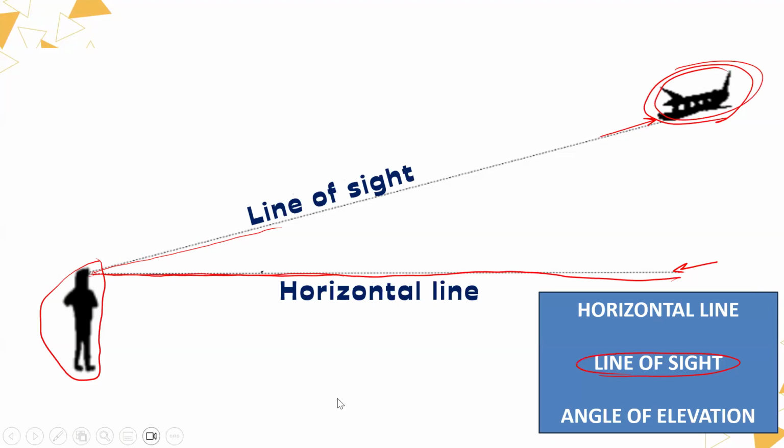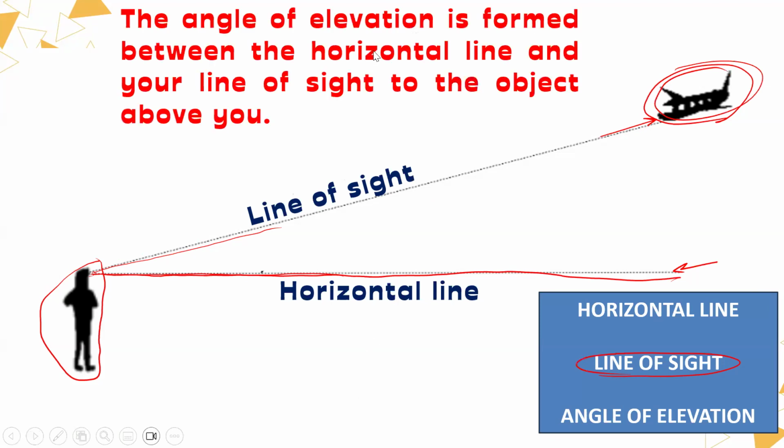The angle of elevation is simply the angle formed between the horizontal line and your line of sight to the object that you're looking at found above you. So in that case, the angle of elevation is the angle formed between the horizontal line and the line of sight, which is here. We represent that with the symbol theta. So this now is the angle of elevation.